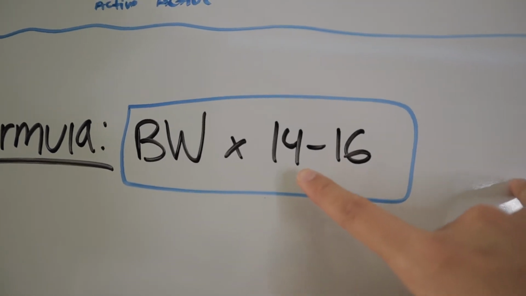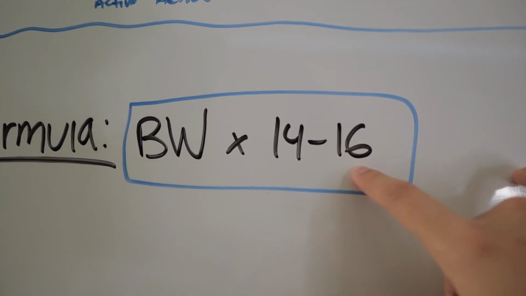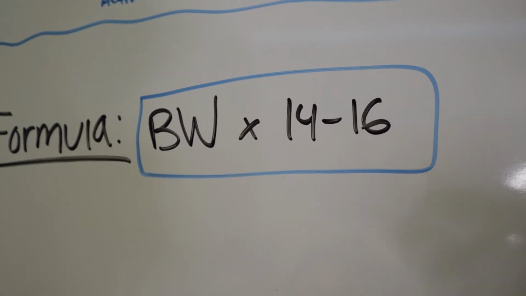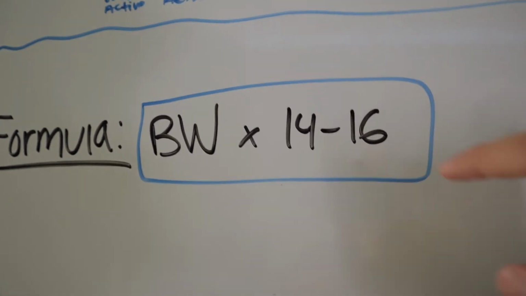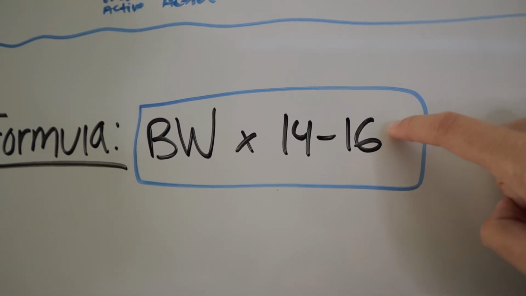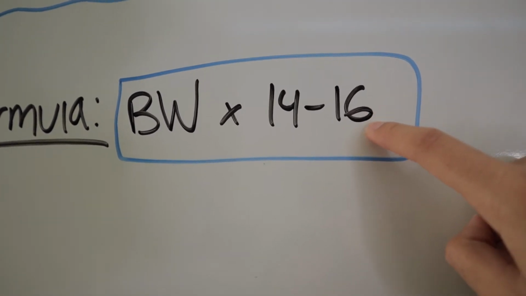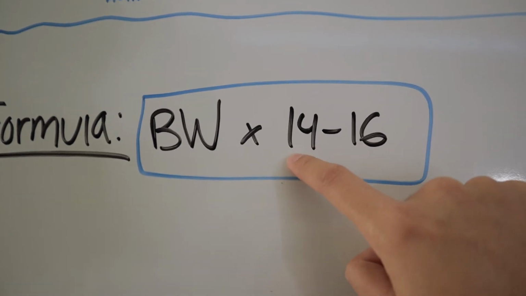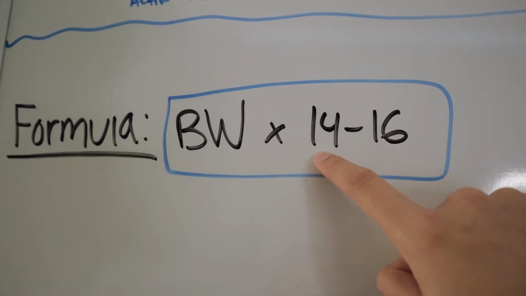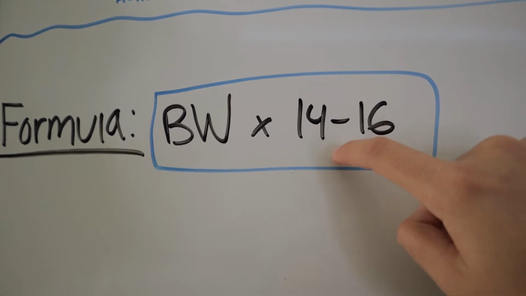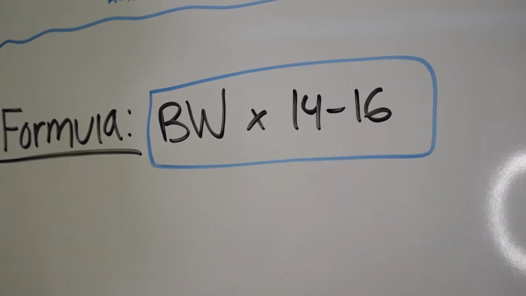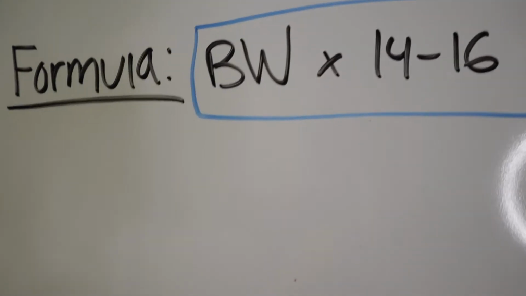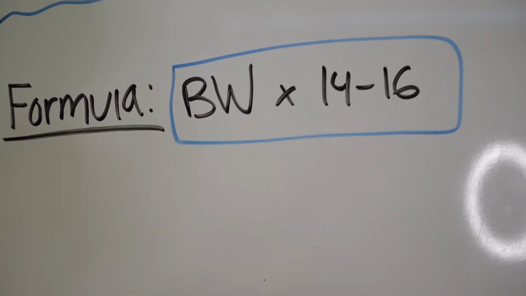If you're super active, burning a lot of calories throughout the day, whether you work at a warehouse or in construction, your maintenance is going to be way higher. So if you are super active, 16 is the number you use. If you're not very active, kind of sedentary, 14 is the number you use. And if you find yourself in the middle, then 15 is the number you use to calculate your maintenance calories. That's the formula you can use.